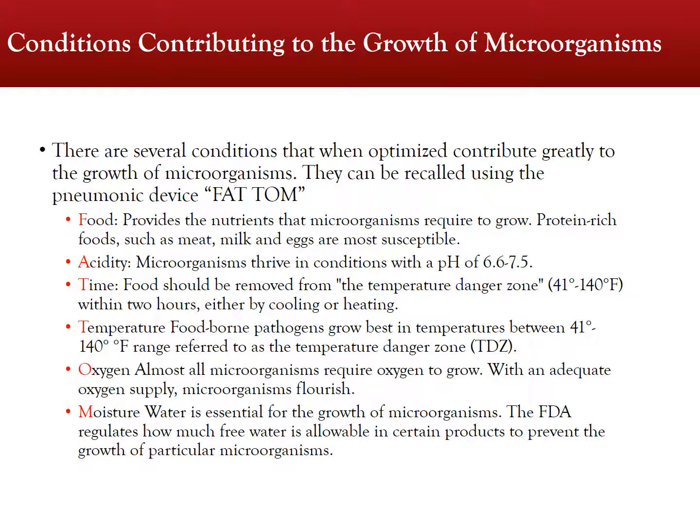Next are time and temperature. Foodborne pathogens grow best in temperatures between 41 and 140 degrees Fahrenheit. This range is referred to as the temperature danger zone. When food is left for too long within this range, it becomes susceptible to pathogen growth. Almost all microorganisms require oxygen and moisture to grow. Limiting the amount of oxygen and water food is exposed to can greatly reduce microorganism growth. The FDA regulates how much free water is allowable in certain products to prevent the growth of particular microorganisms.